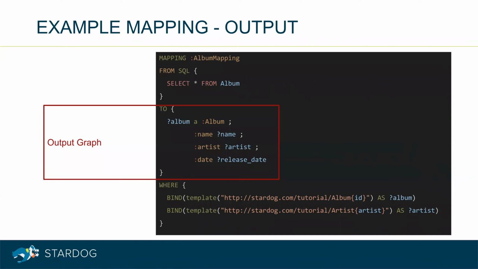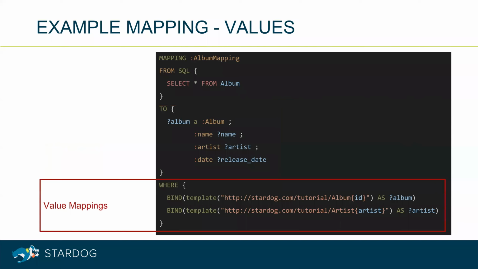So this is using SPARQL syntax, where variables will be instantiated based on the values we get from the relational query and based on the value mappings defined in the next section. So in the where clause, we define these IRI templates. So the ID column, the ID values coming from the SQL query result will be turned into an IRI based on this template. And then we bind the resulting IRI into the album variable.